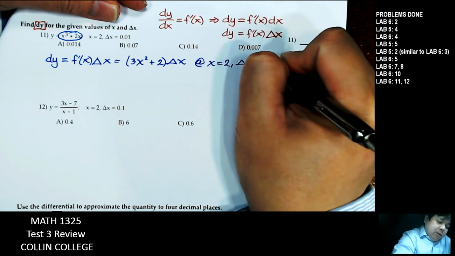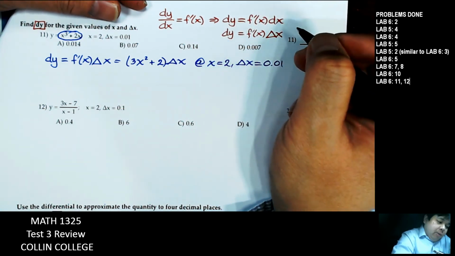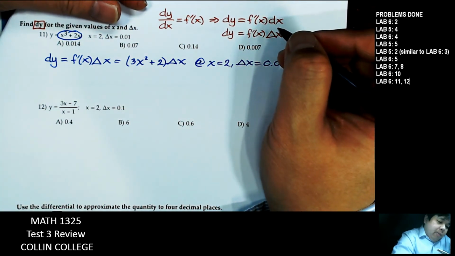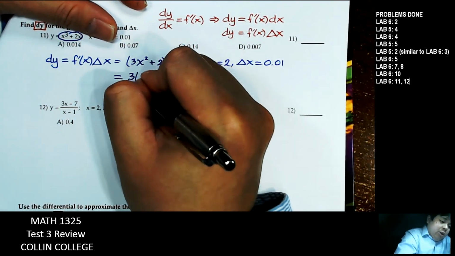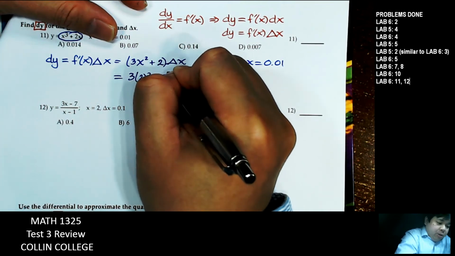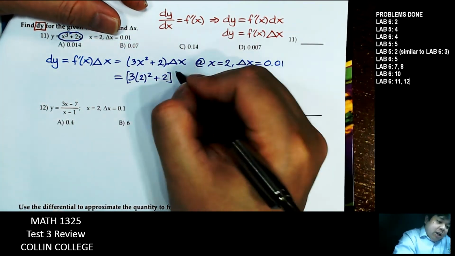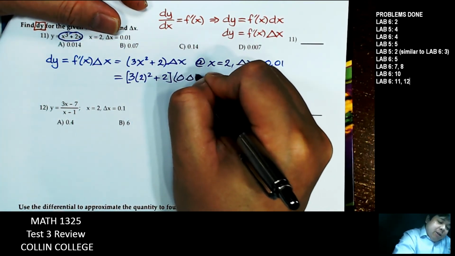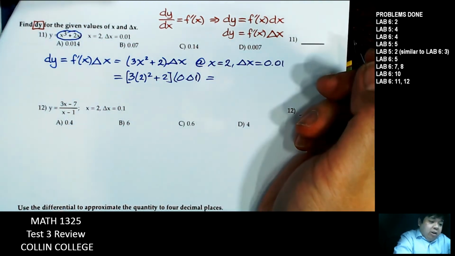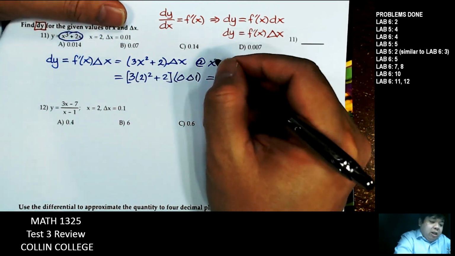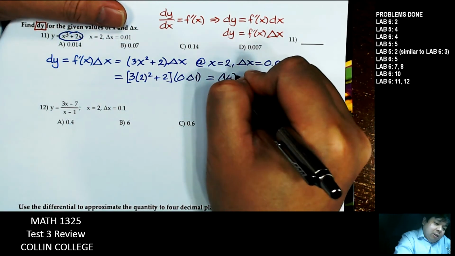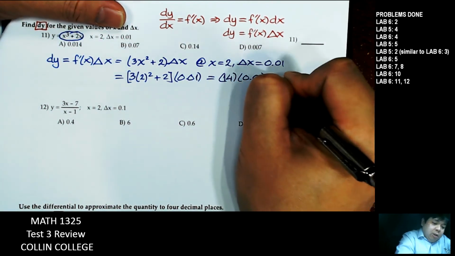So that is the function. So we say dy is the derivative times delta x. This is the function. Derivative of that will be 3x squared plus 2, times delta x. And x equal to 2, delta x equal to 0.01. So that should be simple.